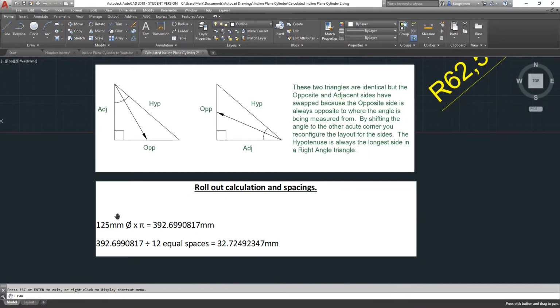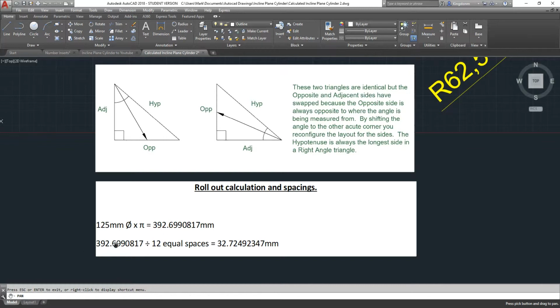I've worked out my roll length. 125 times pi gives me a length of 392.6990817. You're not going to be working it out that accurately. That would be absurd. You will try to work it out to say 392.7. Even that's going to be a big ask with a compass. Probably got a blunt pencil in it.